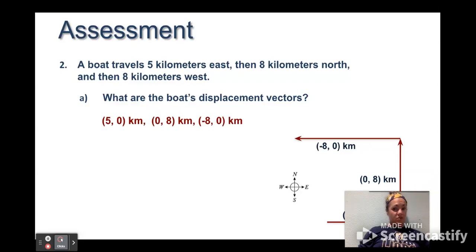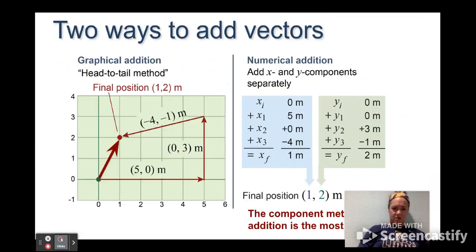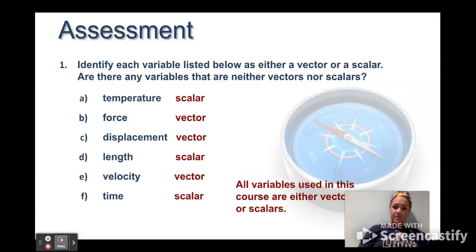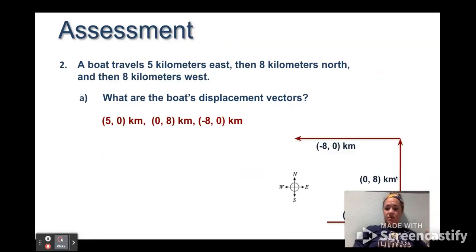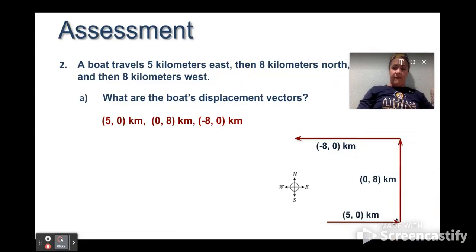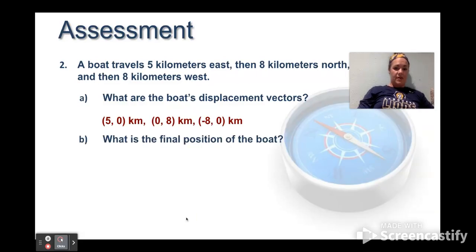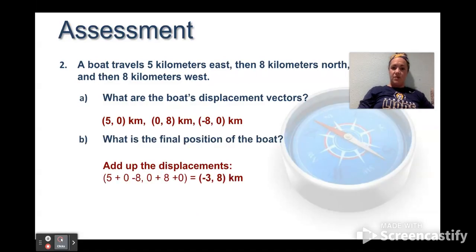This is the vector solving, like was shown here. Graphical addition using the vector arrows. So you can actually see it drawn out. 5, 8, -8. The final position, we would add up those displacements. And you have to add up each set of coordinates.